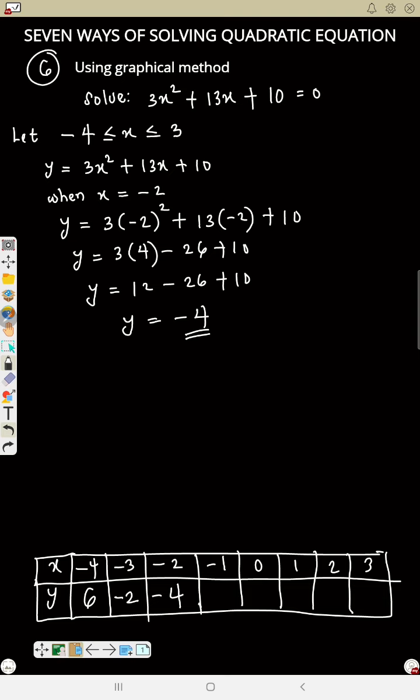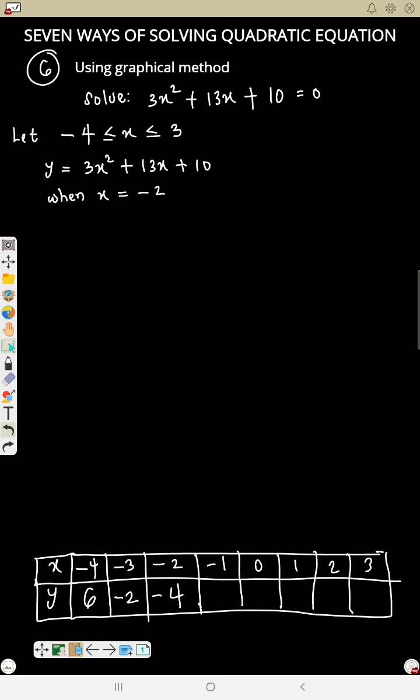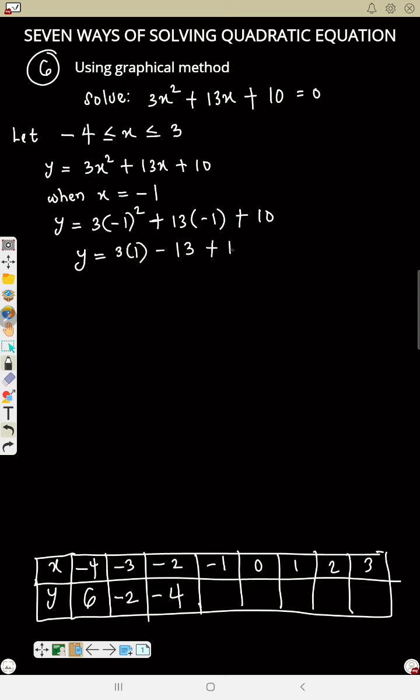Now, when s equals -1, y is equal to 3(-1)² + 13(-1) + 10. Y equals 3(1) plus... Y equals 3 - 13 + 10. So 13 - 13 is 0.